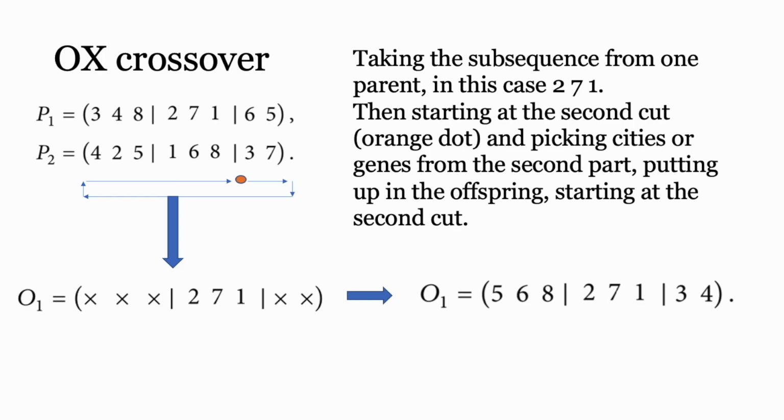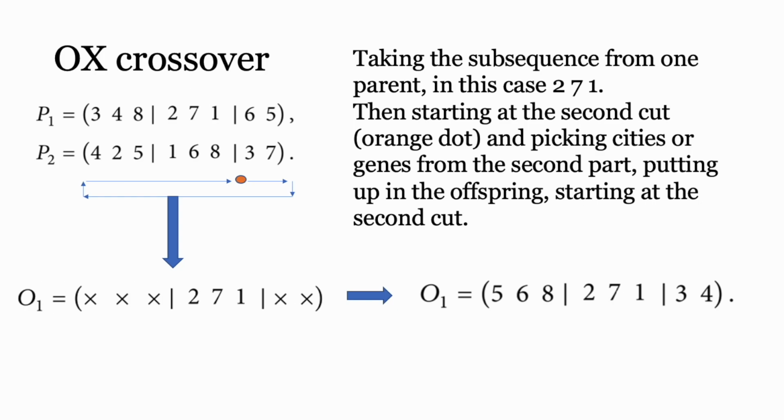Now, we move to parent 2 for the remaining genes, or the remaining cities in this particular example. We start filling in from the second cut point, and the bits from the other parent are copied in the same order, omitting existing bits. So, the sequence of bits in the second parent from the second cut point is 3742568, right? And since you can't have 271, we skip those bits. After removing those bits, the new sequence becomes 34568. This sequence is placed in the first offspring, starting from the second cut point to produce the final offspring.